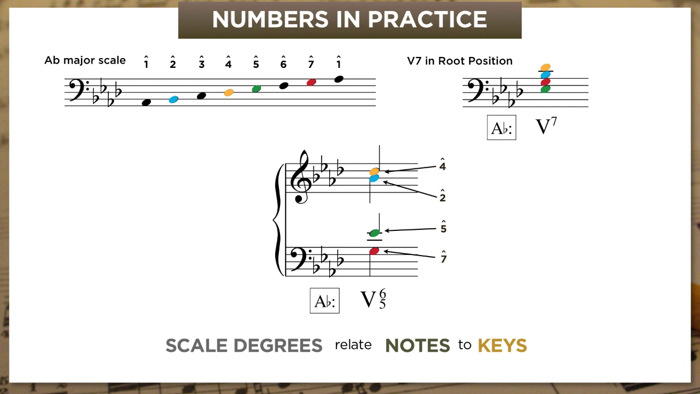So here's our A flat major scale. And we've taken these notes, scale degree 2, 4, 5, and 7, and we've arranged them like this.